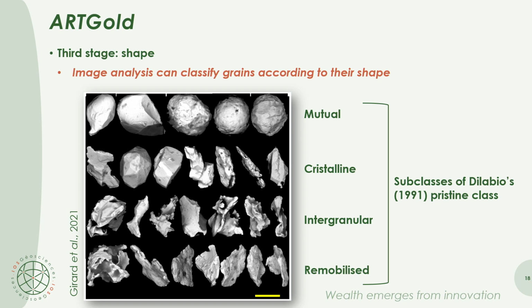And then there's the shape, something that's been used for a while. With the SEM, we take pictures of all the grains. There's an algorithm that can classify the shape. Those shapes are subclasses of the pristine category that's been used in the literature. So we go a bit further, and everything is automated. A geologist looks afterward to check if it makes sense, but it's all from parameters measured with the SEM.